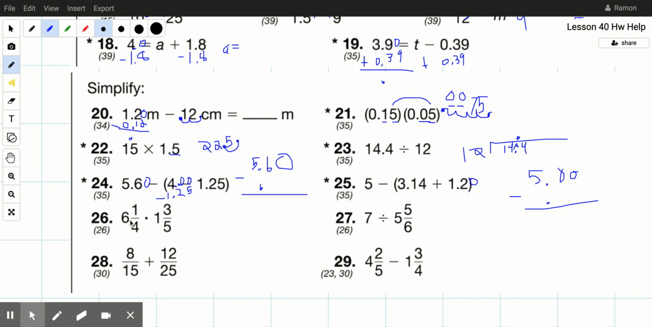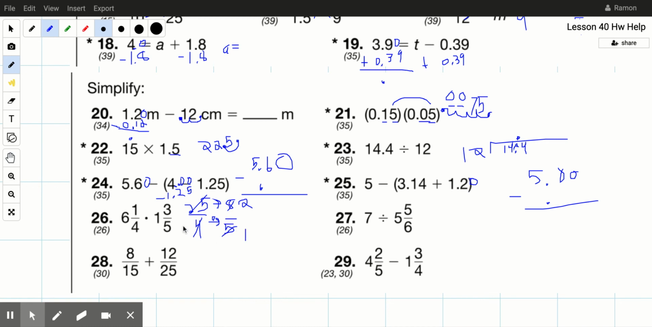26, 6 1/4 times 1 3/5. Since we're multiplying, we want mixed numbers turned into improper fractions. 6 times 4 is 24. Plus 1 is 25. Keep the same denominator. 1 3/5. 1 times 5 is 5. 5 plus 3 is 8. 8/5. And then we can multiply straight across and then simplify. Or you can cancel. I would have preferred to cancel, personally speaking, but that's up to you if that's what you want to do.